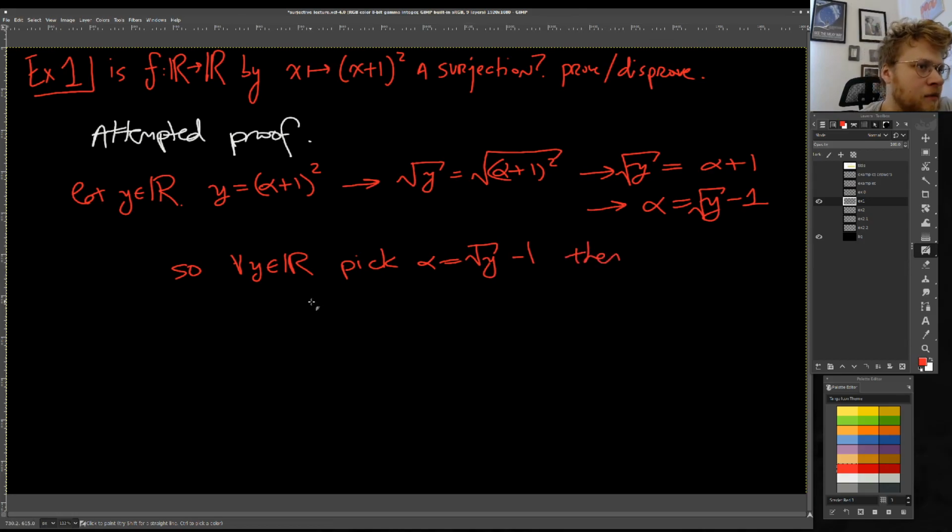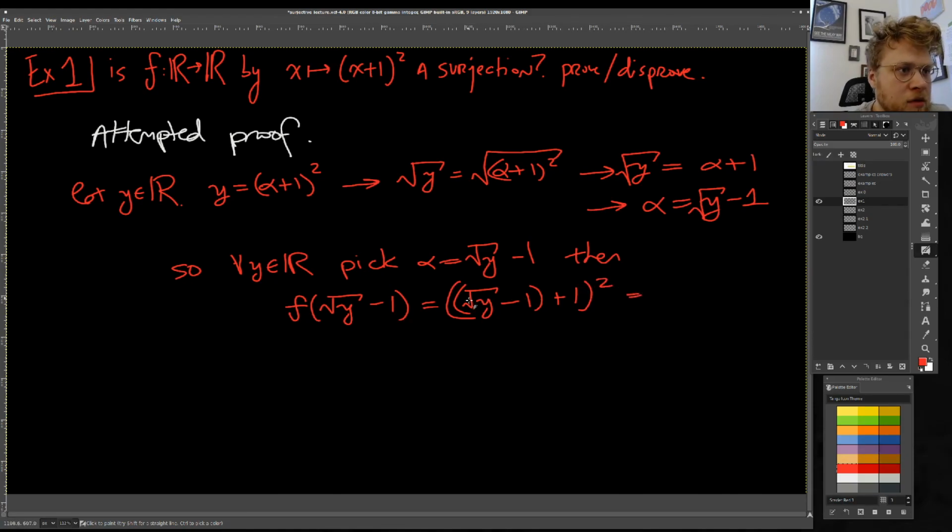then f of that alpha equals, minus 1 plus 1 quantity squared, just using the rule of f, equals, okay, looking in here, we would get square root of y quantity squared equals y as desired. And then that would be our proof.